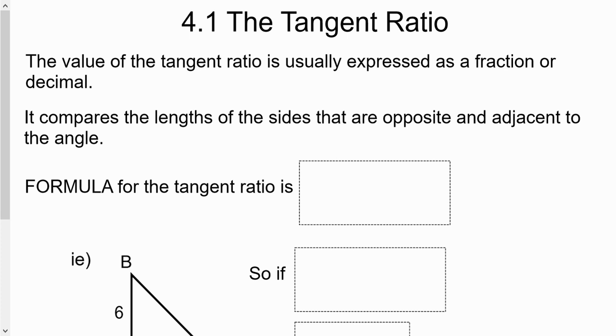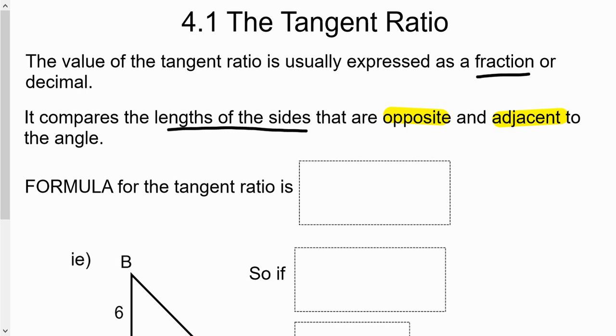So let's look at tangent first. The tangent ratio, whose value is usually expressed, like we said, as a fraction, or we can turn that fraction into a decimal. What that ratio means is it's comparing the lengths of the sides that are opposite and adjacent to that angle. So for some specific angle size, we can have an angle of 52 or an angle of 43. It's telling us how big the opposite and the adjacent sides are compared to each other.